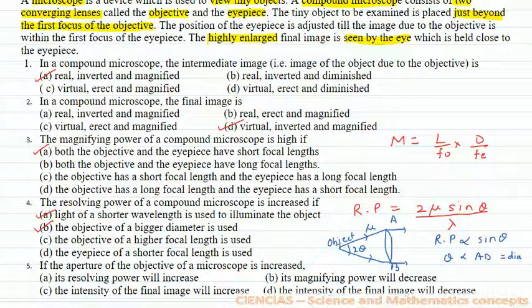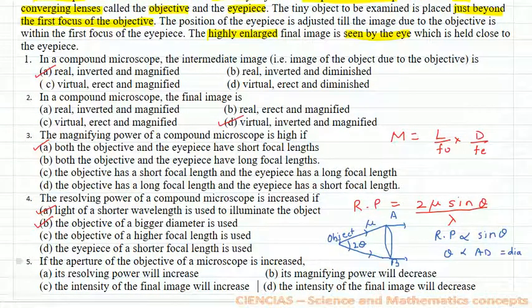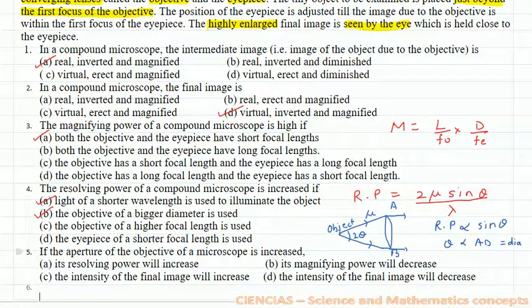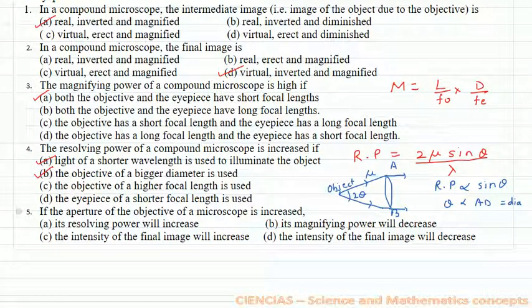Option C, the objective of higher focal length. Here focal length is not there in the formula, so option C is not correct. Option D, the eyepiece of shorter focal length. Again, the focal length is not in the formula, so focal length is not to be used. So option D is also not correct.